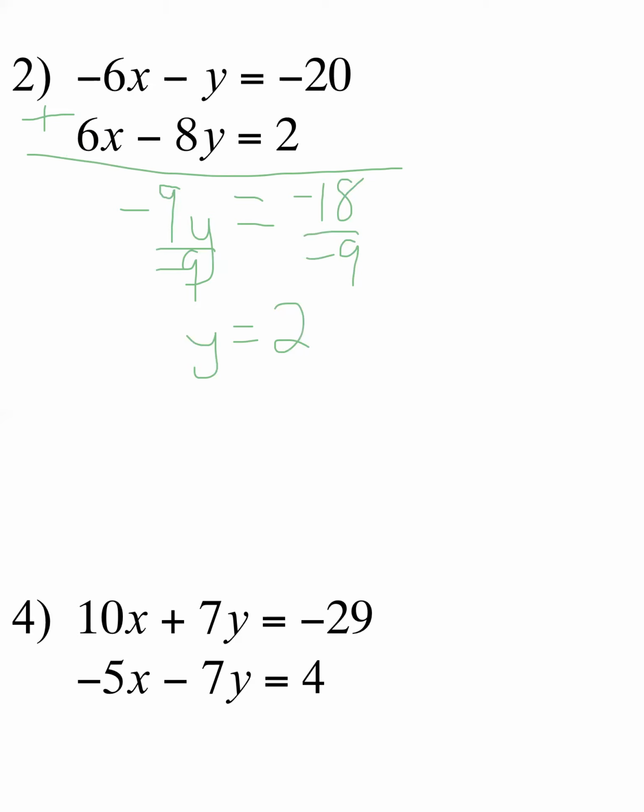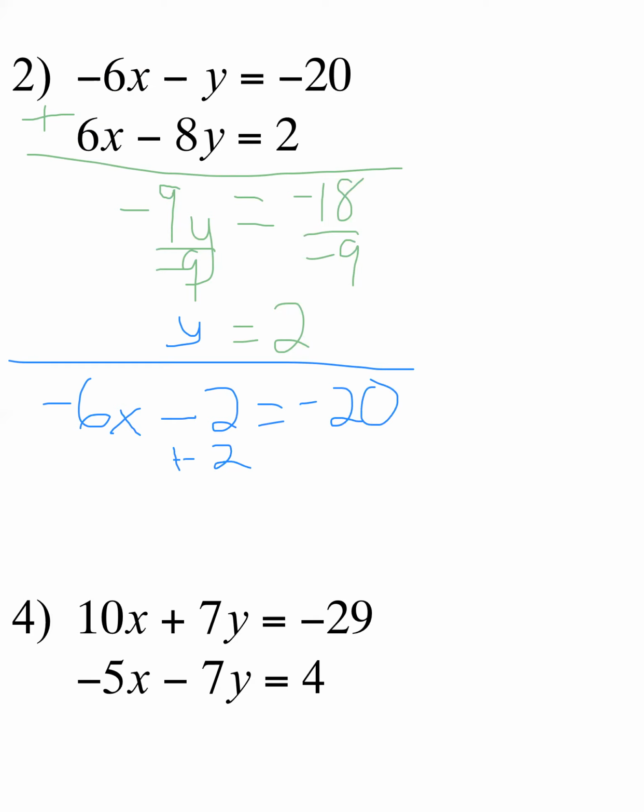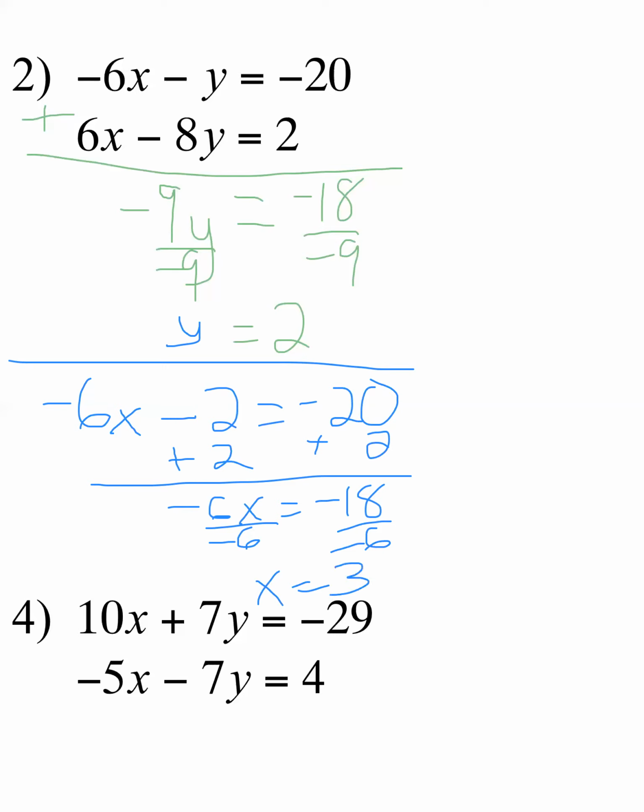So I'm going to go back to the original. Either original you like. I'll just pick the top one. Negative 6x minus 2. Oh, I forgot the y up here. Minus 2y equals negative 20. Okay, and now we're just going to solve. Add the 2. Negative 6x equals negative 18. Divide both sides by that negative 6. And x is going to be a positive 3. So I have my answer, 3 comma 2.